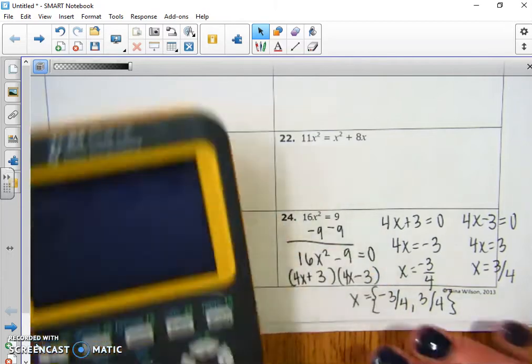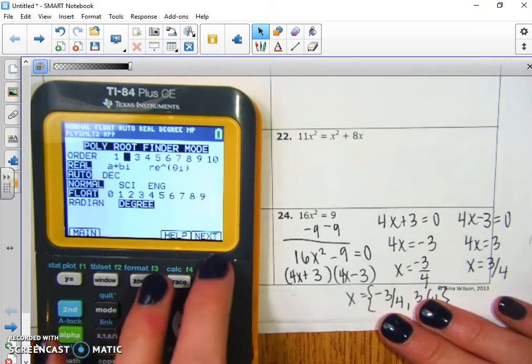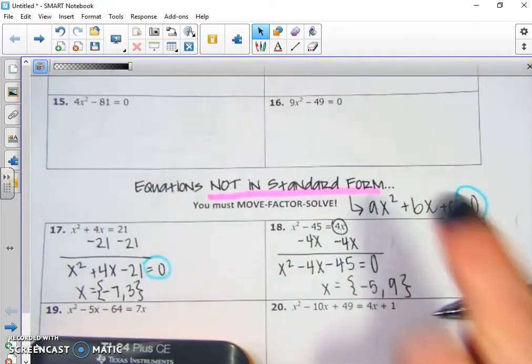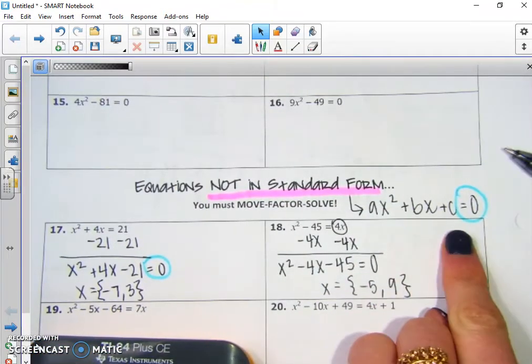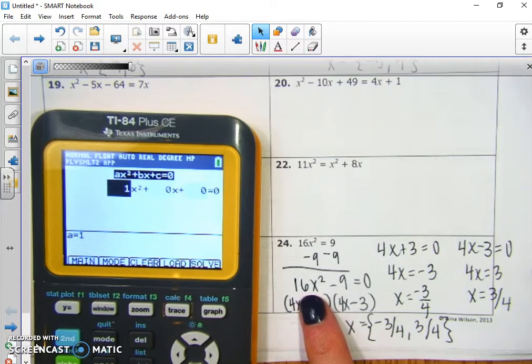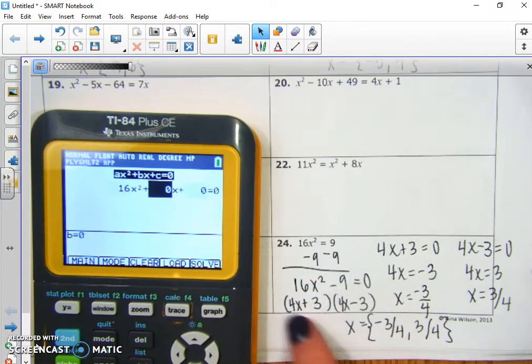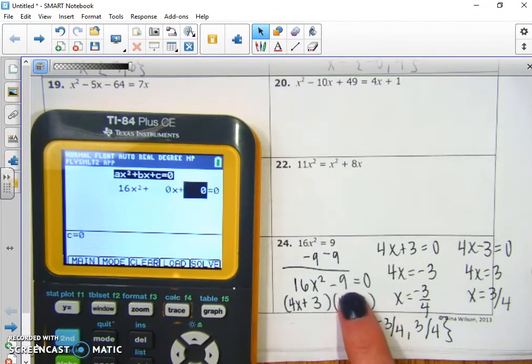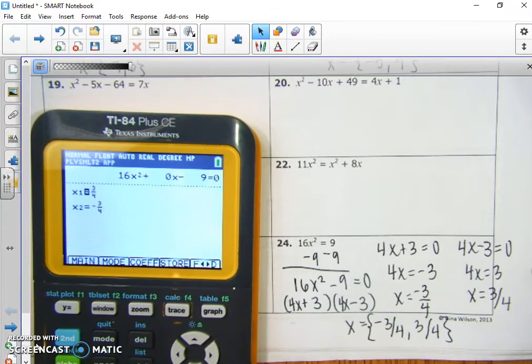That's one way we could do it, or you can just enter that straight into the calculator. I'm going to clear this. And it's important that we understand what is a, what's b, and what's c. Remember, if you look at standard form, a is with x squared, b is with x, and c is just a number by itself. So for our example, 16 is with x squared, so 16 is a. We don't have a term that has x, so we're going to leave that as 0x. And negative 9 is c because it doesn't have a variable with it. When we solve this, we should get the same thing we already found out, 3/4 and negative 3/4.